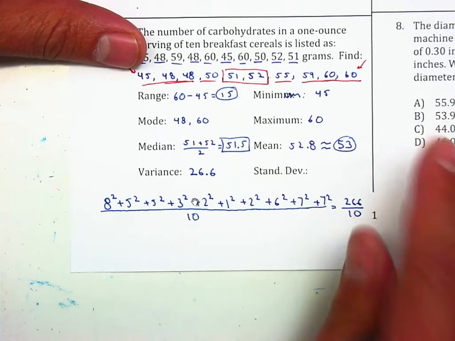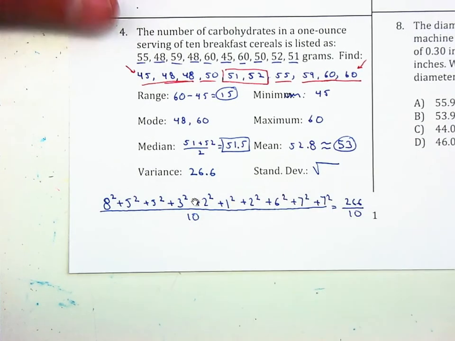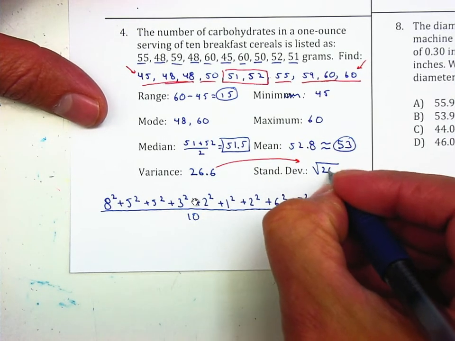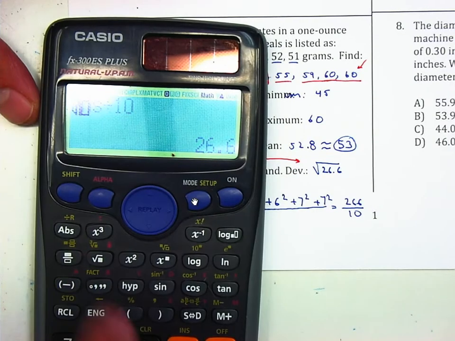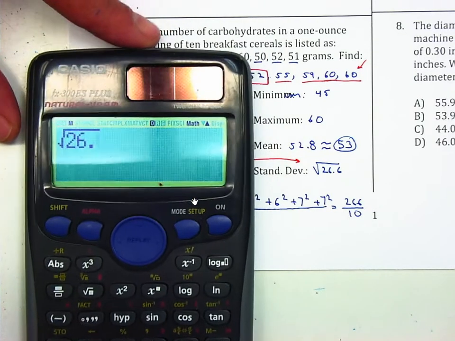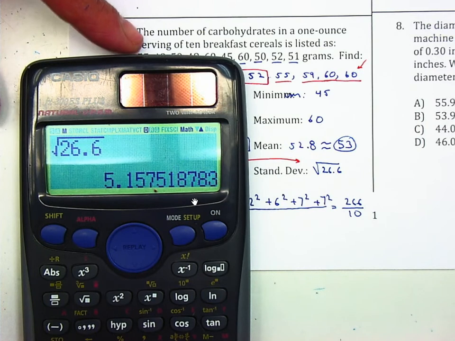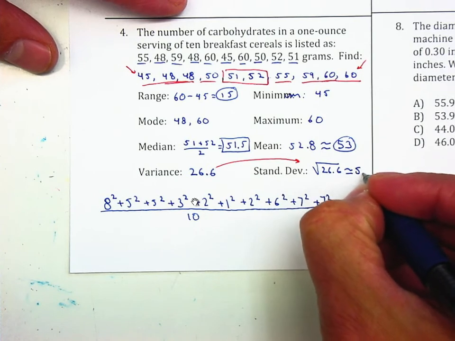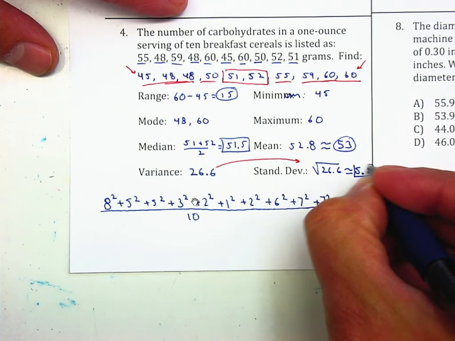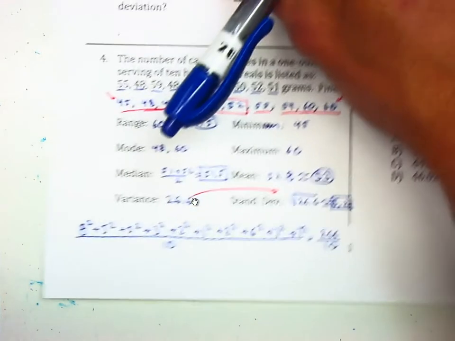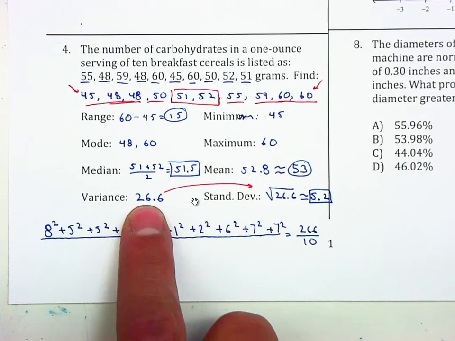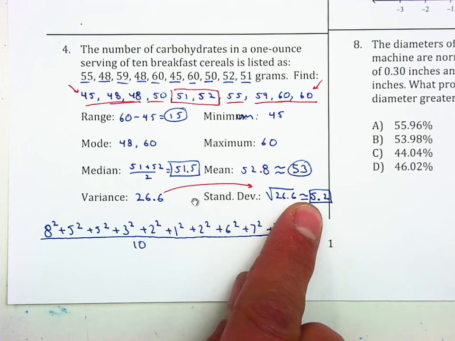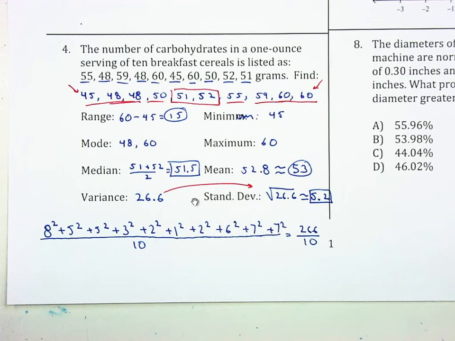Your standard deviation will be just the square root of your variance. So you're going to take your variance and take the square root of it. So the square root of 26.6 is 5.15 or 5.16. Let's just leave it as 5.2. We're going to round it to 5.2. So remember, to find your standard deviation, you have to find your variance by going through this process, and then once you find your variance, you just take the square root, and that'll be your standard deviation. So let's continue to problem number 5.